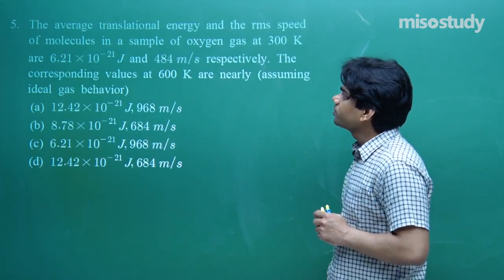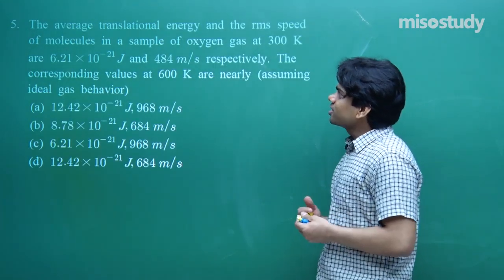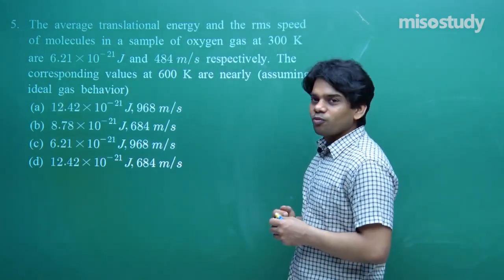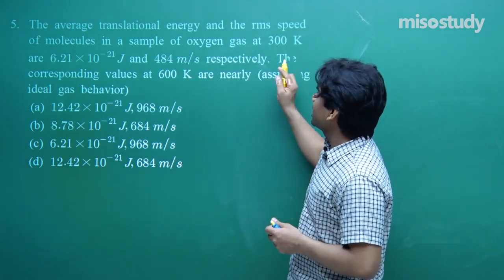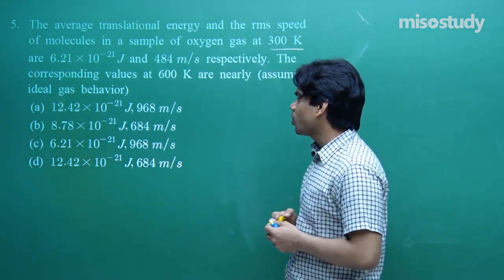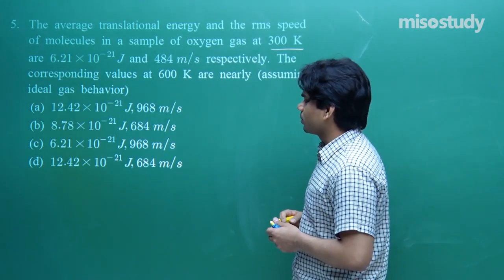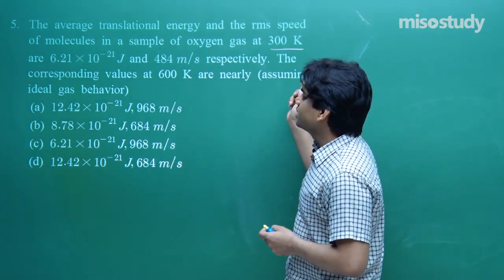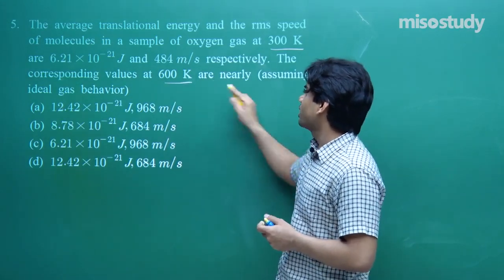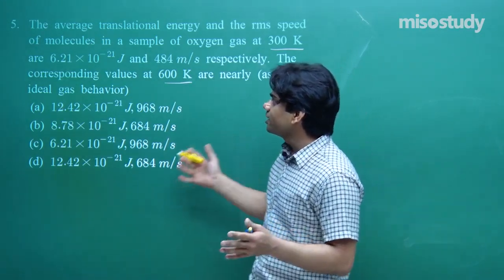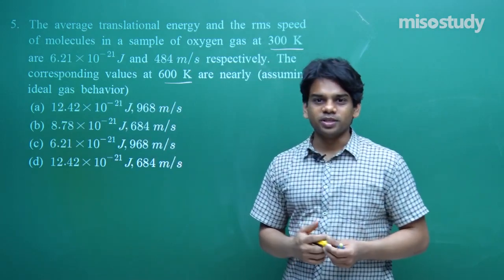Next question, fifth. The average translational energy and the RMS speed of molecule in a sample of oxygen gas at 300 Kelvin are 6.21 into 10 to the minus 21 joule and 484 meter per second respectively. The corresponding values at 600 Kelvin are nearly, for the energy and for the root mean square speed.